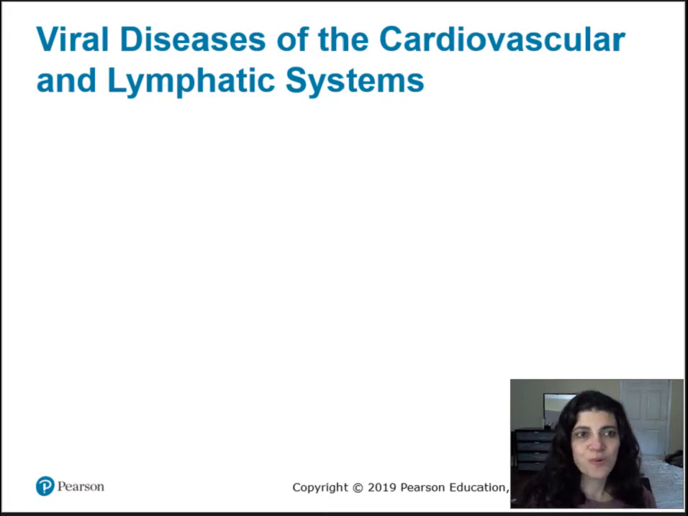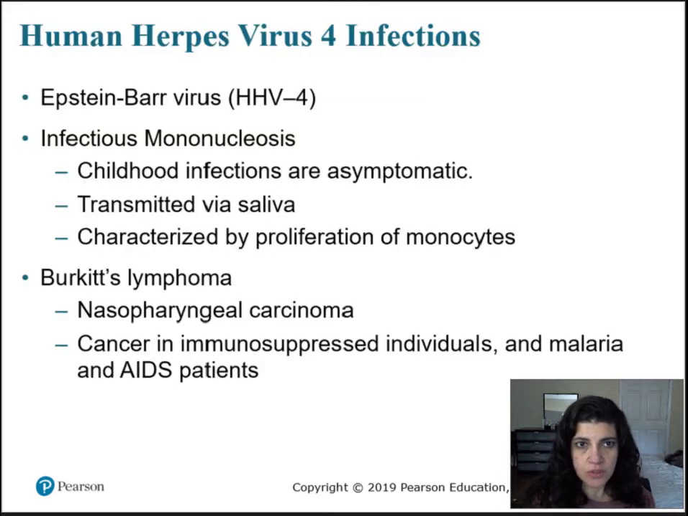Hello. So we're going to talk about viral diseases of the cardiovascular and lymphatic systems now, and we are going to talk about Epstein-Barr, yellow fever, dengue, and Ebola. Okay. So let's start with Epstein-Barr.